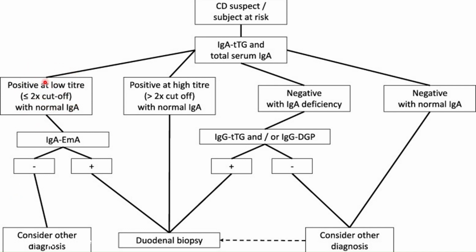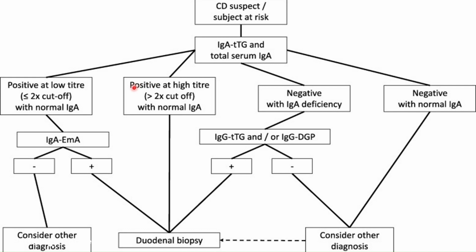In the first scenario, where the IgA TTG level is positive but less than 2 times the cutoff value with a normal IgA level, perform IgA anti-endomysial antibodies. If these IgA anti-endomysial antibodies are negative, then consider other diagnoses. But if this IgA anti-endomysial antibody is positive, then go for duodenal biopsy.